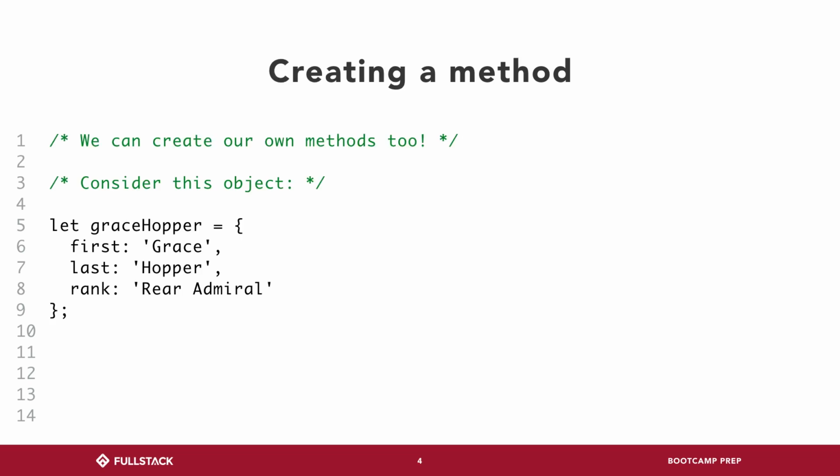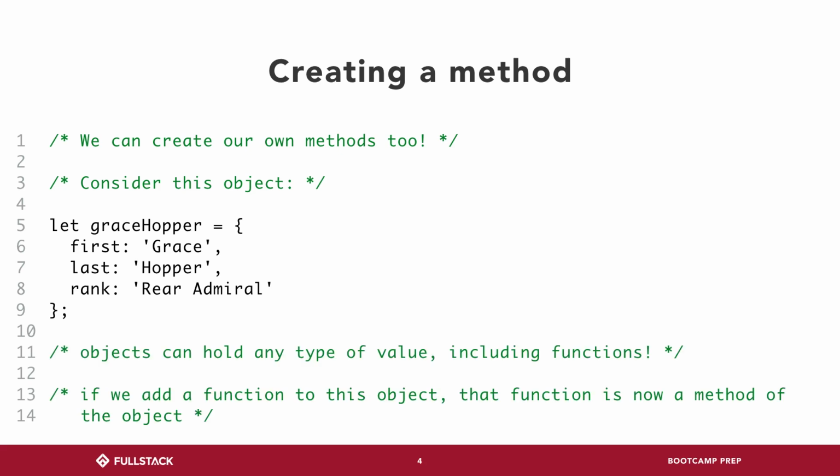We can create our own methods too. So in this case, we're just making an object called Grace Hopper, and she's got 3 properties, which are all strings. But we know that we could store any value on a property of an object.